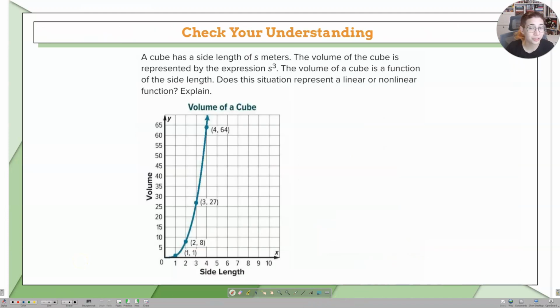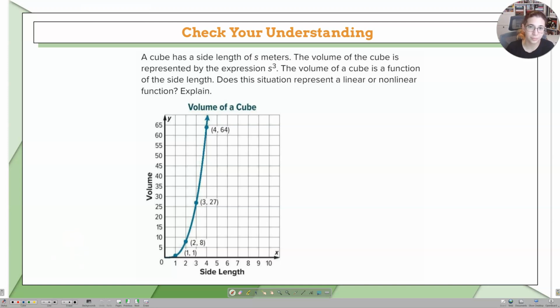And now it's time to check your understanding again. A cube has a side length of s meters. The volume of a cube is represented by the expression s cubed, because to find volume you do length times width times height, so you do s times s times s. The volume of a cube is a function of the side length. Does the situation represent a linear or nonlinear function?